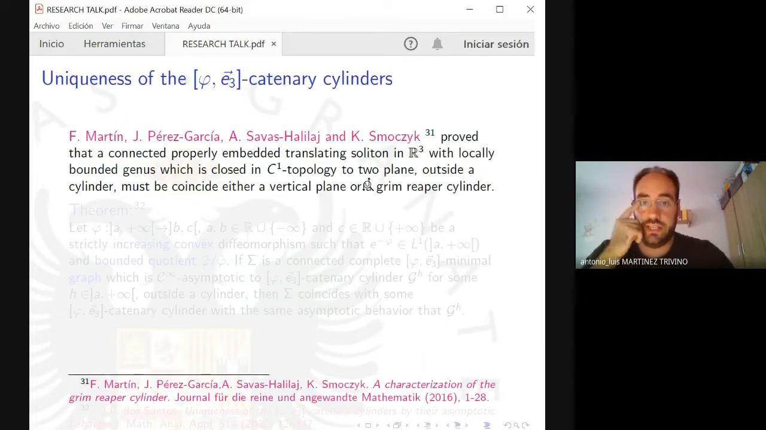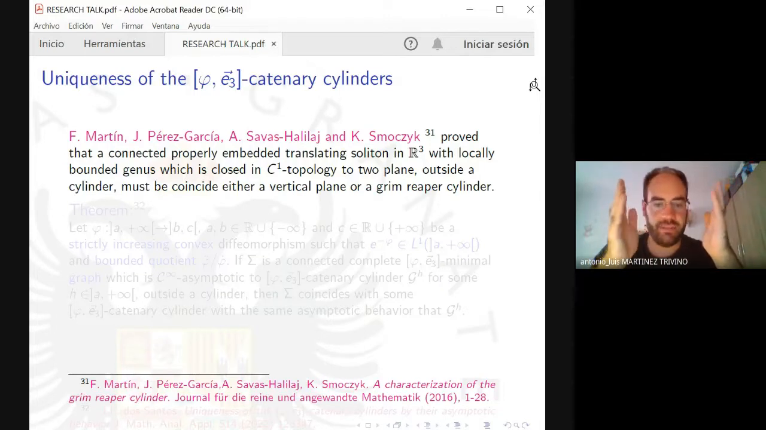Finally, we study the uniqueness of the phi3 catenary cylinders by their asymptotic behavior. For the particular case of translating solitons, Martin, Perez, Savas-Halilaj, and Smoczyk proved that a connected properly embedded translating soliton in R3 with locally bounded genus, which is close in C1 topology to two vertical planes outside a cylinder, must coincide either with a vertical plane, when the two planes coincide, or with a Grim Reaper cylinder.